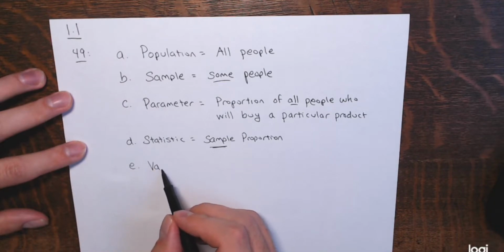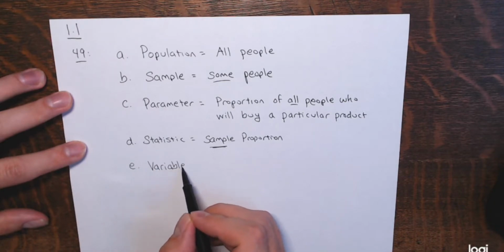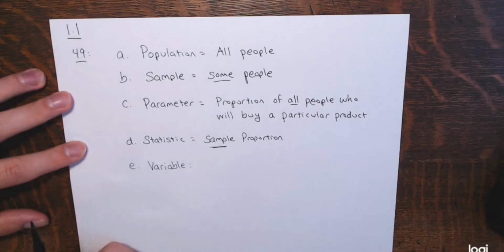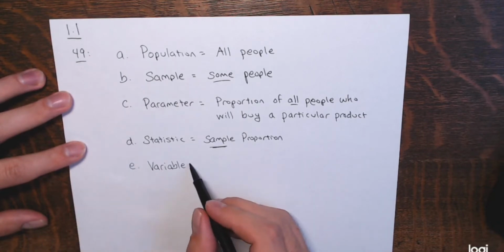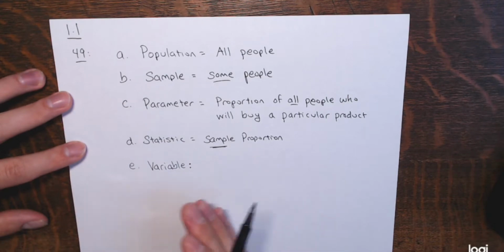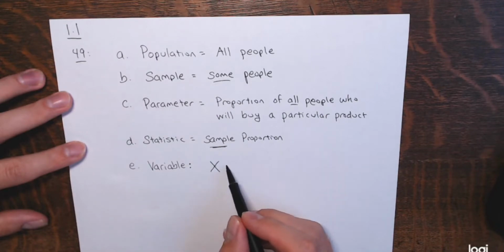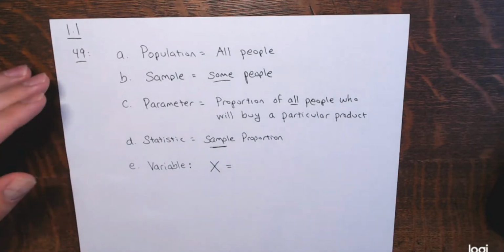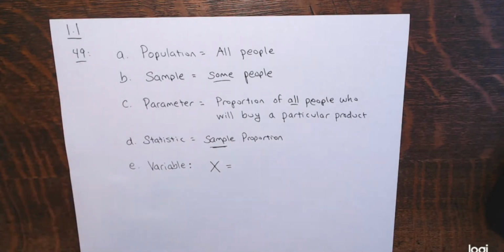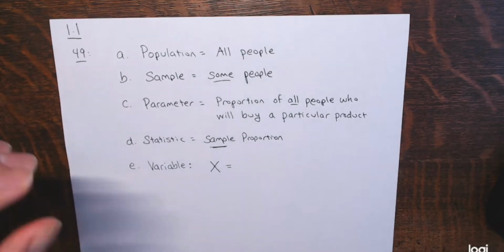The variable, now based on the way the solution to the last problem looked, maybe the variable is counting up the number of people in the sample who would buy the product. But we could also record, what's being recorded here. I could also go through and record this person: are you buying the product or not?